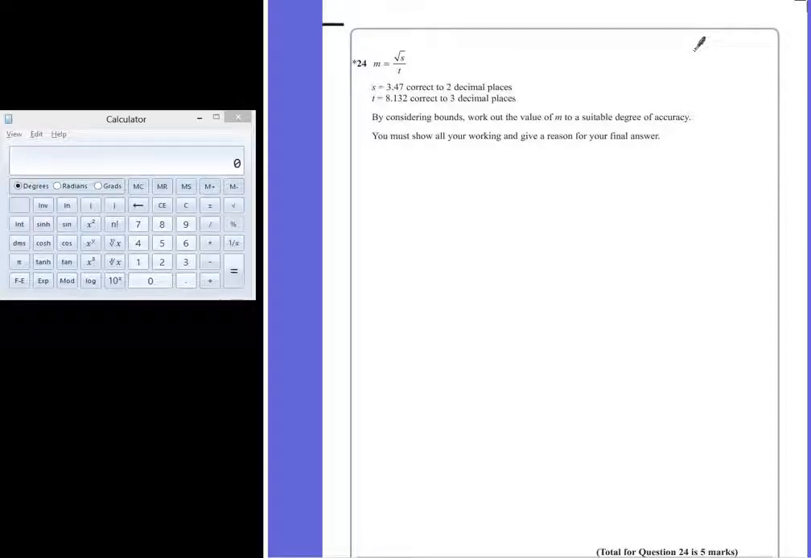Question 24. M equals the square root of s divided by t, where s is equal to 3.47, correct to 2 decimal places, and t is equal to 8.132, correct to 3 decimal places. By considering bounds, work out the value of m to a suitable degree of accuracy. You must show all your working and give a reason for your final answer.